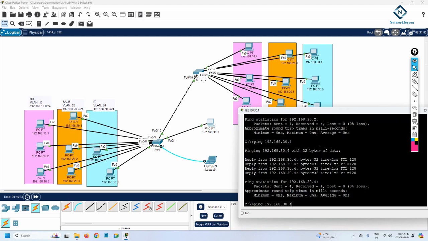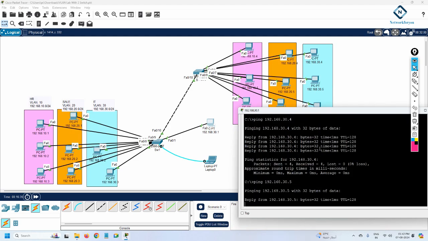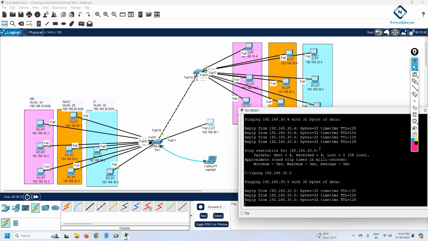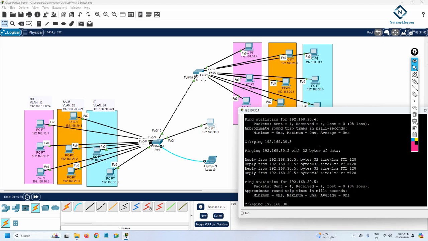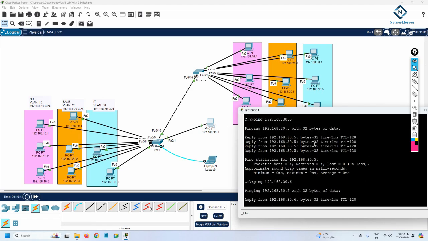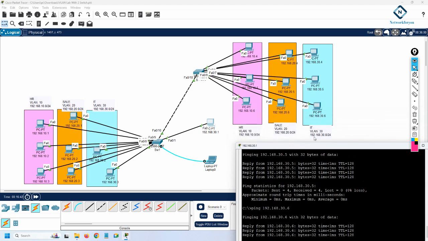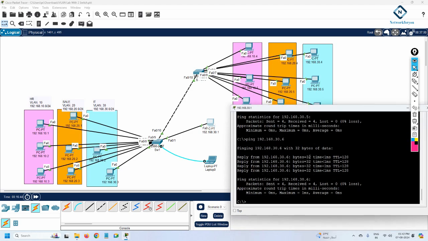After that we will write 30.5. If you see, it is also working perfectly. After that I will see here 30.6. We have 30.6 also here. It is also working perfectly. So now what we can say is everything is working perfectly, no issue. So we fixed the problem.